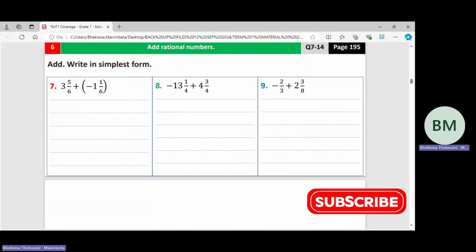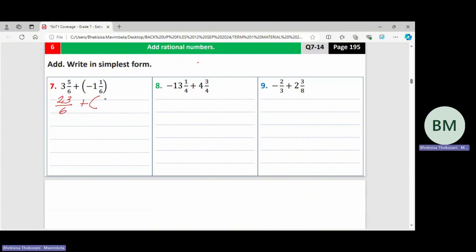It's okay. We have 3. Oh, there we go. We have 3 times 6. That is going to give you your 18. And 18 plus this will give you 23. So this will be 23 over 6 plus, again, I'm going to remove this, but I'll keep the bracket. 1 times 6 will give us 6 plus 1 will give us 7 over 6.